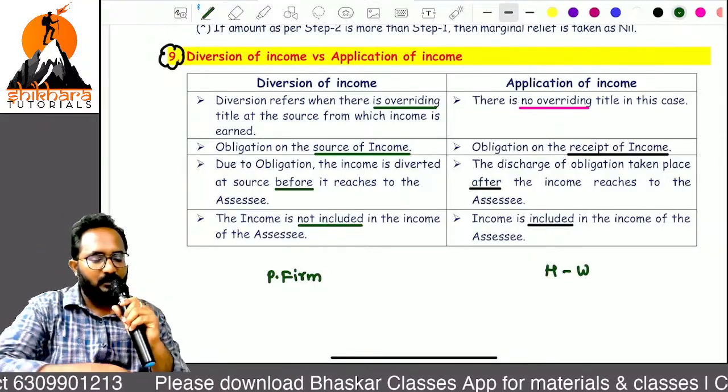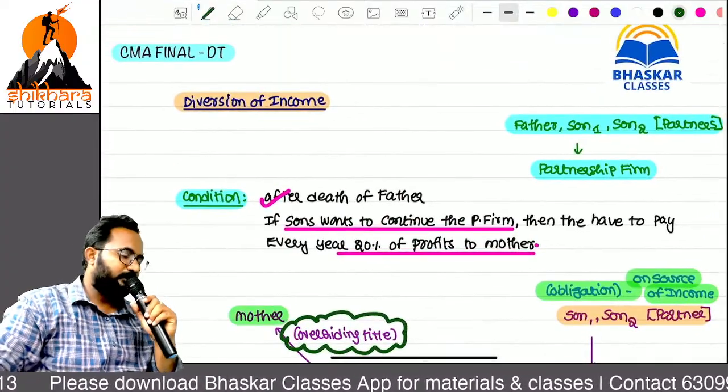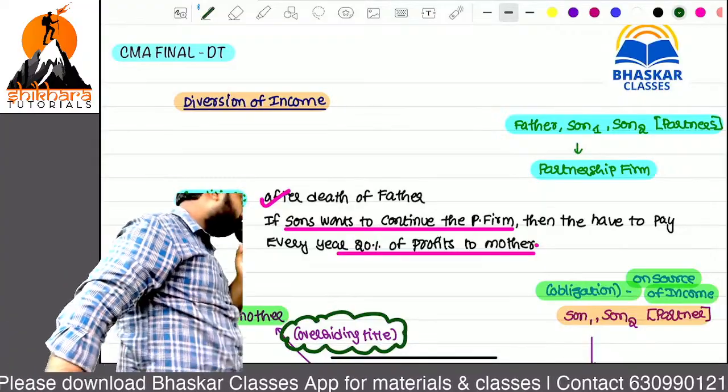I will give you one or two minutes. Please refer to the two examples from the handwritten notes and refer to these differentiations again. I will give two to three minutes.